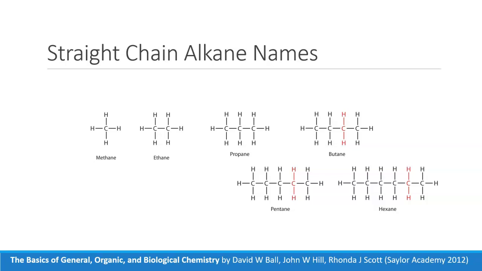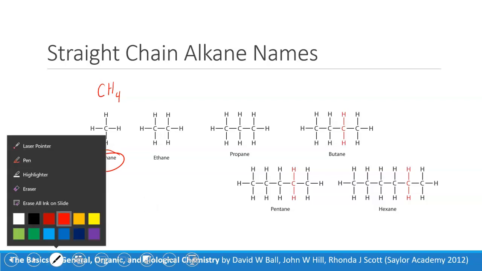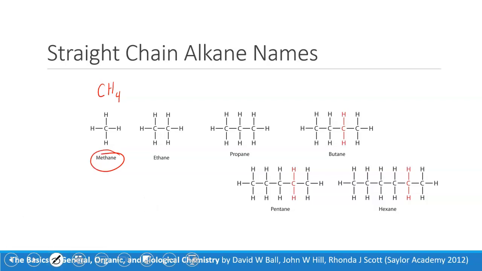So if we have a single carbon compound, and that's a CH4, the name for that is methane. If we have two carbons in a straight chain, and that would be represented by C2H6, the name for that is ethane.